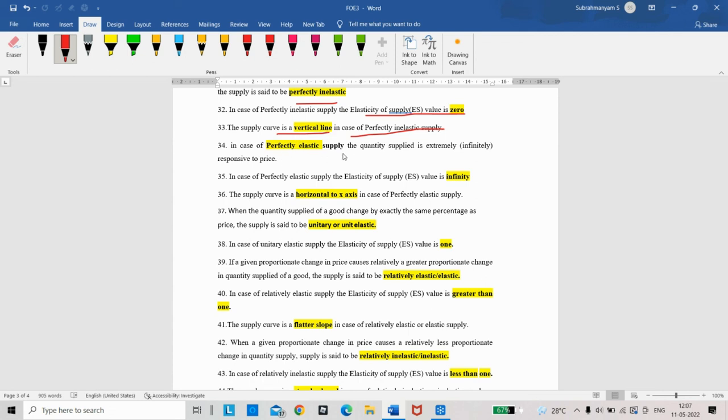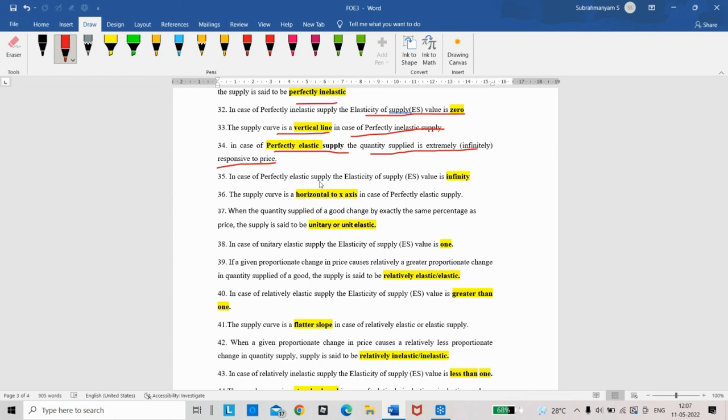In case of perfectly elastic supply, the quantity supplied is extremely responsive to price. Even a small percentage change in the price, that is 0.2 or 0.3 percent, leads to a much larger, infinite percentage change in the quantity supplied. That is perfectly elastic supply.